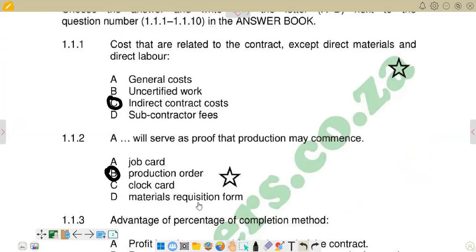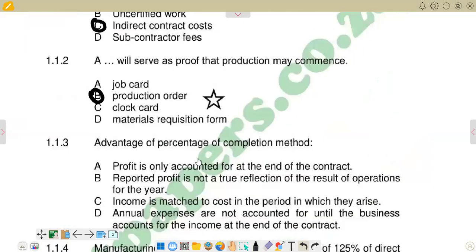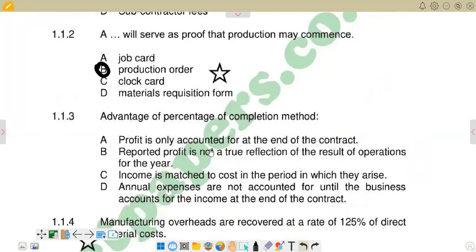Then we can move on to the next, which is 1.1.3, advantage of percentage of completion method. So we can look at the percentage of completion method and see, according to the answers given there, the most appropriate answer. The percentage of completion method is an advantage in that income is matched with costs in the period in which they arise. So we can see that C is the most appropriate that we have there.